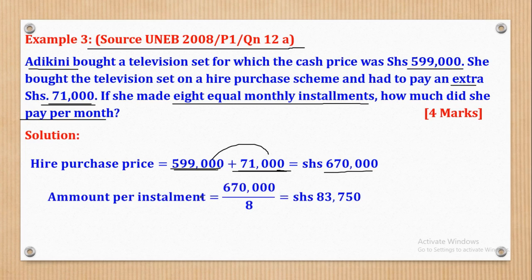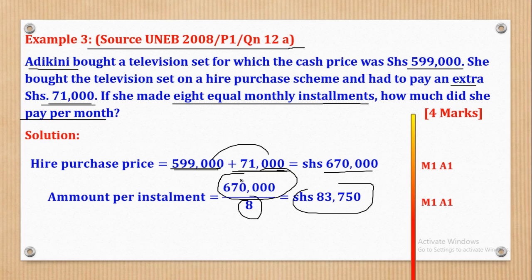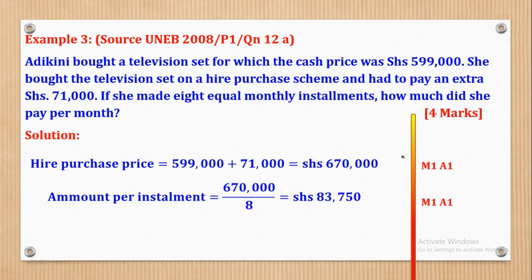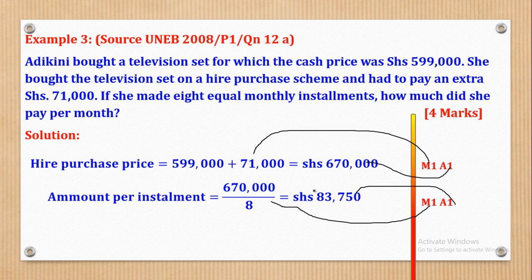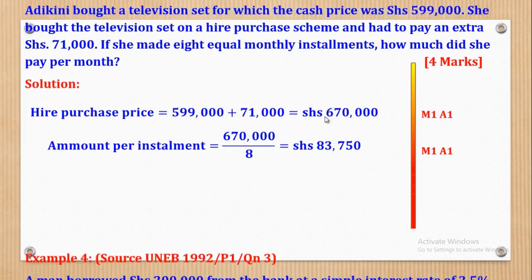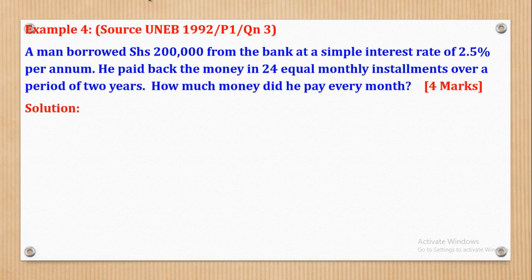Therefore, amount paid per installment is equal to hire purchase price over the number of installments to come up with shillings 83,750. So basically, that's what they wanted. Now let's see how much can be awarded. So M1 will be for adding the two and A1 for the output, M1 for dividing, and A1 for output. So now we shall go to example 4.